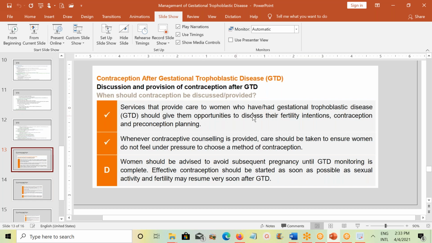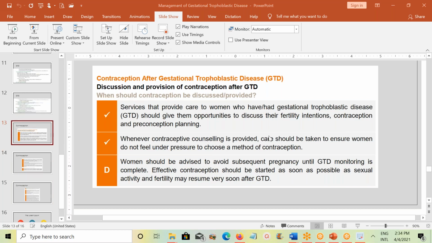So they all should provide Dr. Aisha, the women. Dr. Aisha, sorry to interrupt you. It's just Maghrib now. I want to pray and I don't know. This conference will now be recorded.